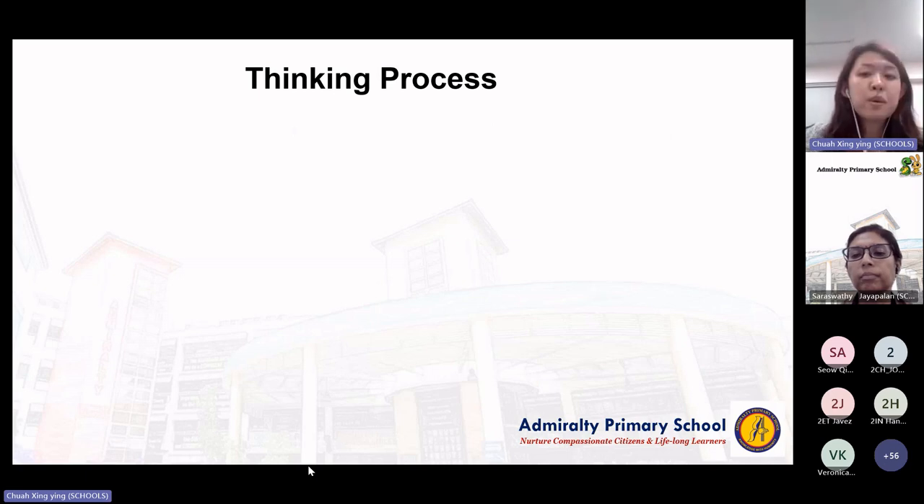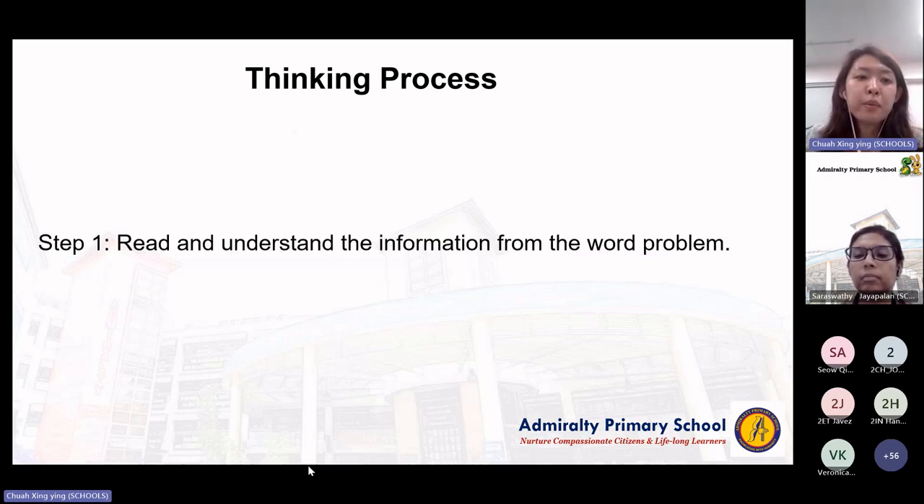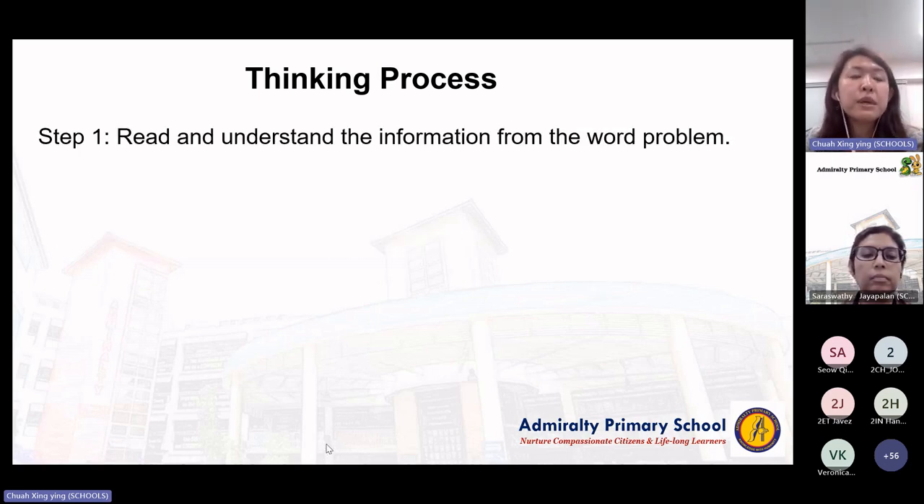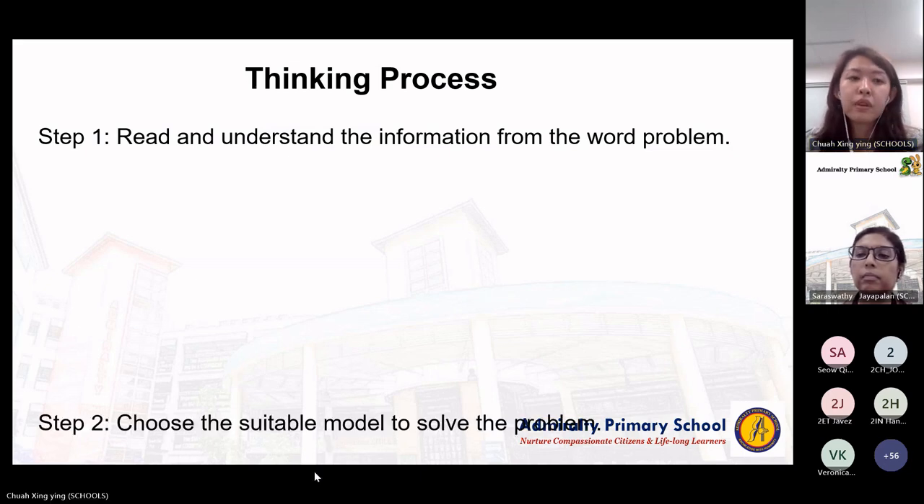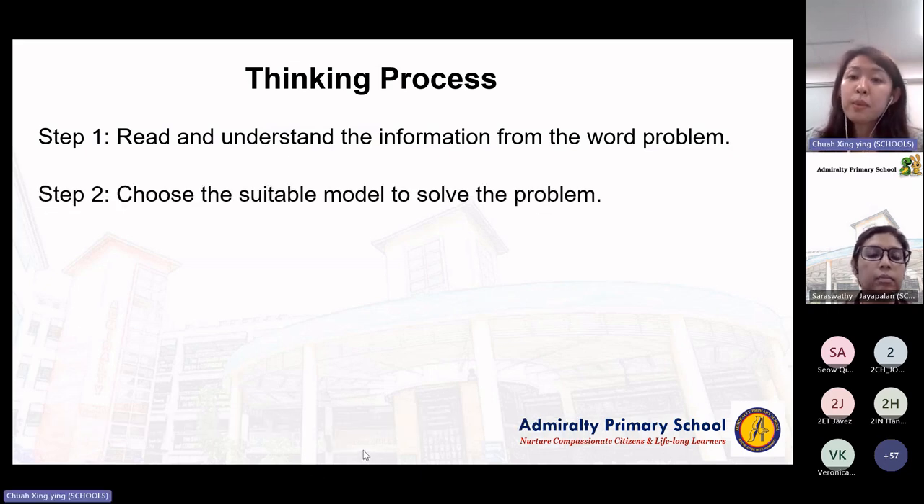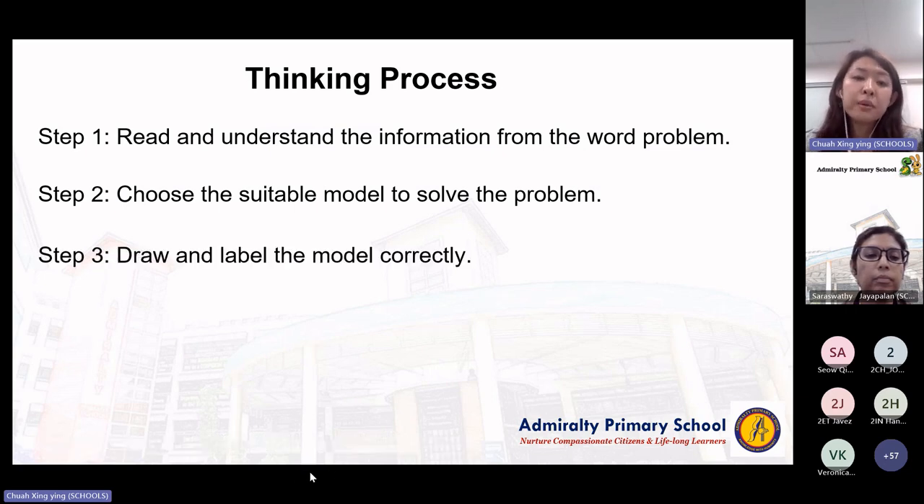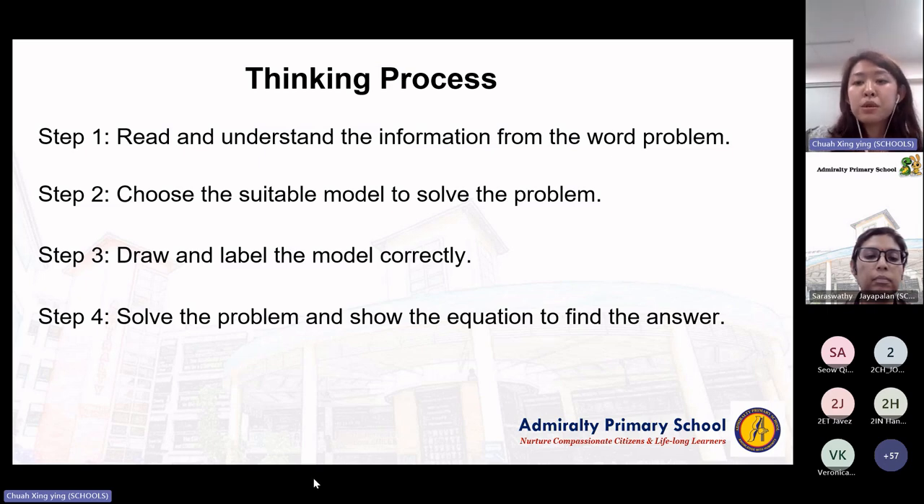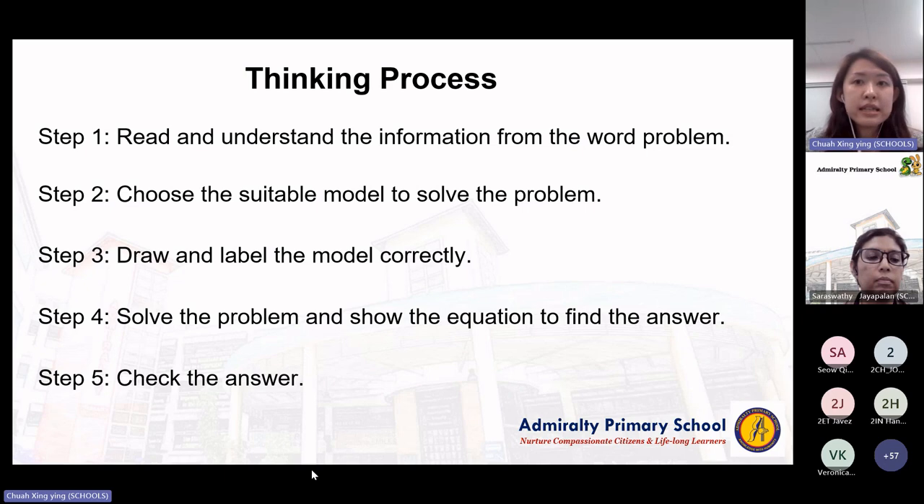So the thinking process when we do word problems are: step 1, we read and understand the information from the word problem. Step 2, choose the suitable model to solve the problem. Step 3, draw and label the model correctly. Step 4, solve the problem and show the equation to find the answer. Step 5, check the answer.